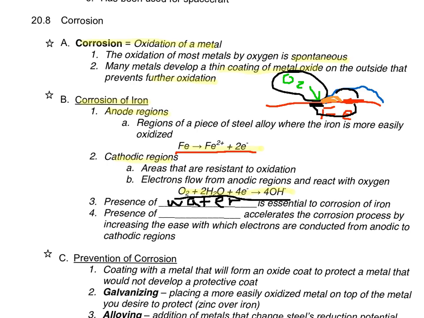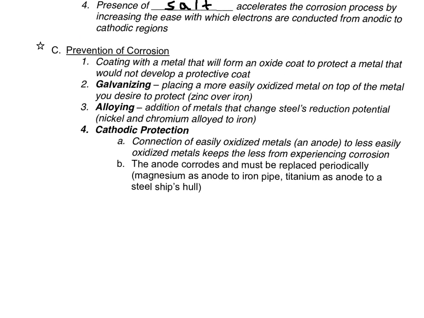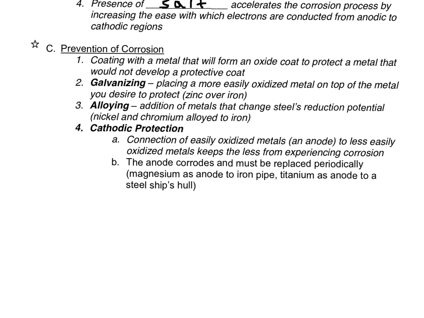Now there are several different ways that you can prevent corrosion. You can prevent corrosion by coating the metal with some other metal that oxidizes pretty easily, and that will protect the metal. You can prevent corrosion by something called galvanizing, by placing a very easily oxidized metal on top of the metal we're trying to protect. So we put zinc over iron. The zinc oxidizes, forming a protective layer over the iron.